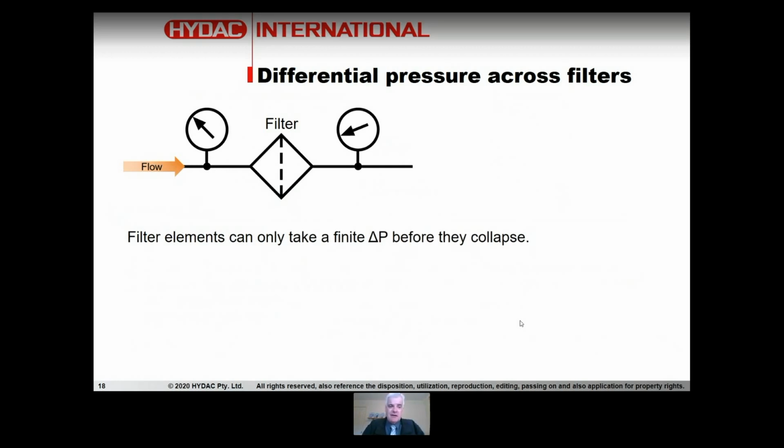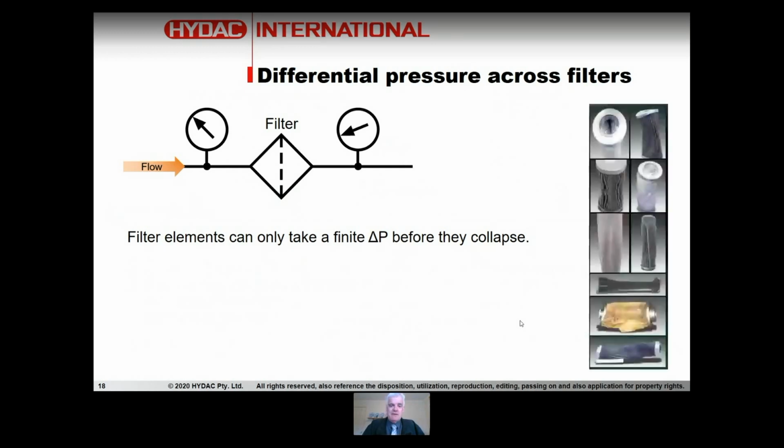Filter elements can only take a finite pressure differential before they collapse. And when they collapse, everything that they've caught will be released into the system all at once. And that can be catastrophic for the system. So we don't want filters to collapse. What we want is for them to catch the contaminants and not be given an opportunity to release them again. So ultimately we need to make sure that the filter is going to stay intact, so we have to limit the differential pressure across the element.